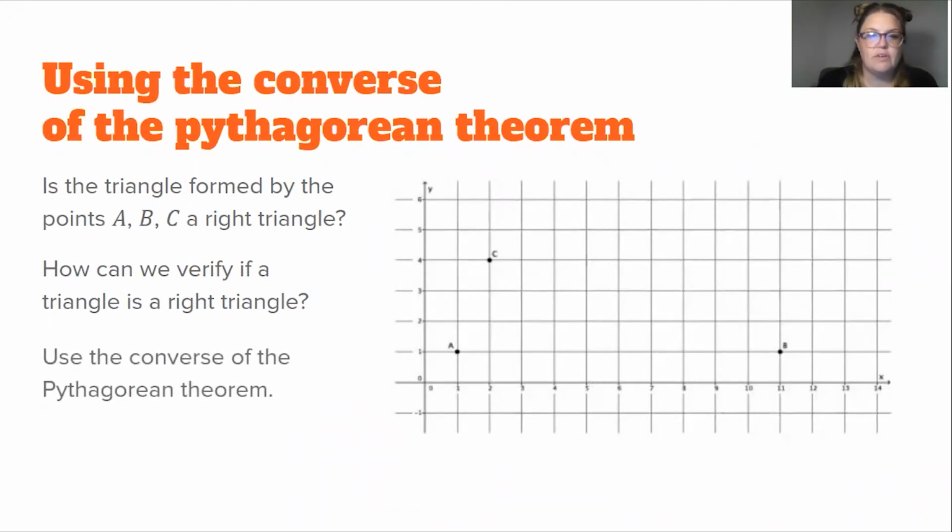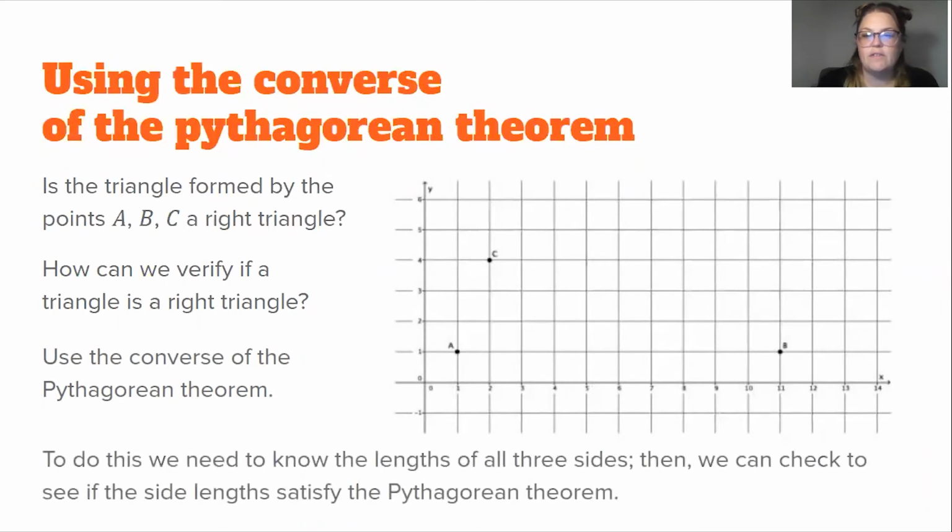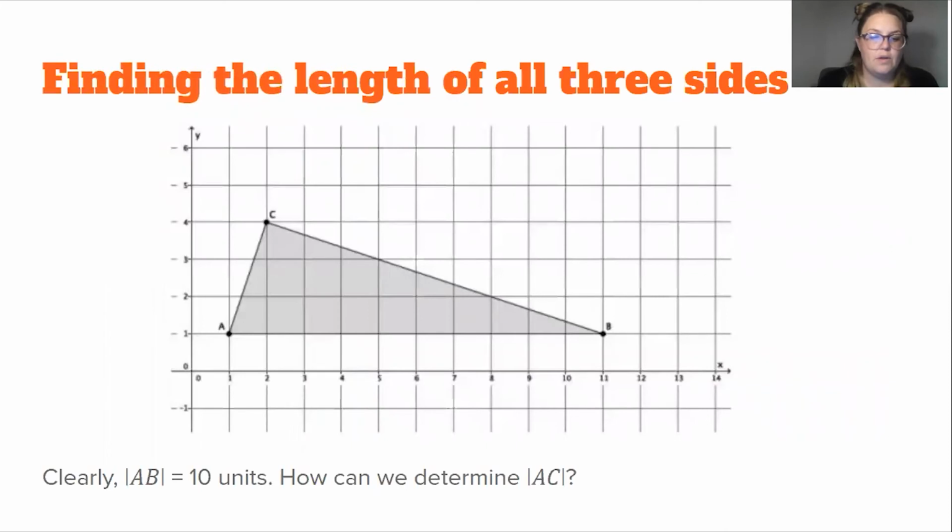We can use the converse of the Pythagorean theorem. To do this, we need to know the lengths of all three sides. Then we can check to see if the side lengths satisfy the Pythagorean theorem. Looking at this triangle, we can see that line AB runs along the x-axis, and clearly we can count from point A to point B is 10 units.